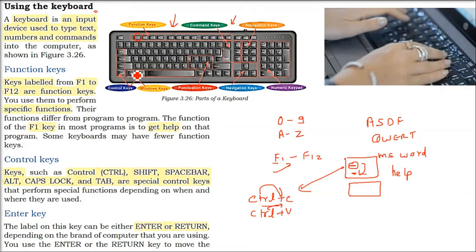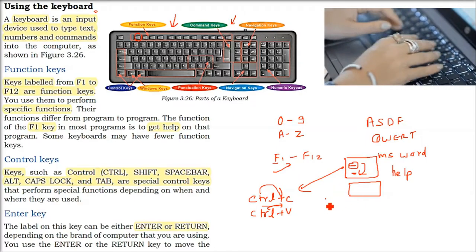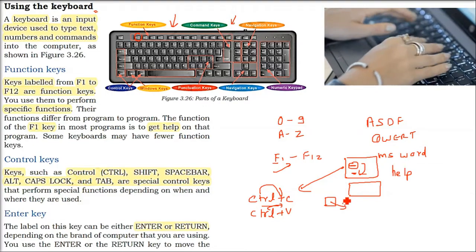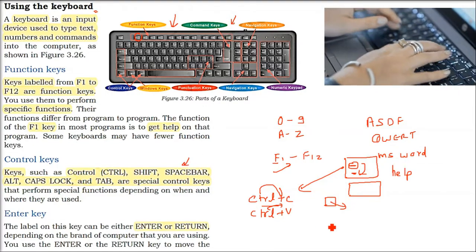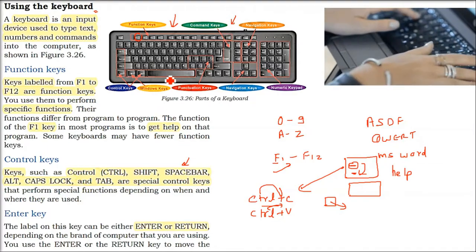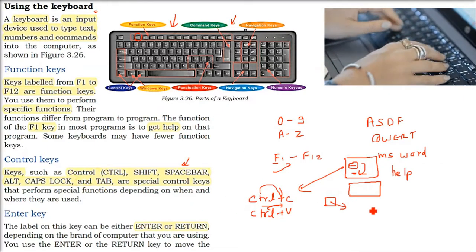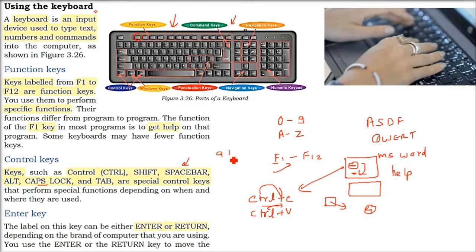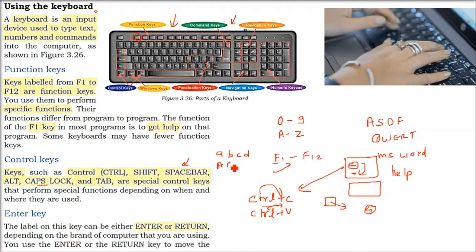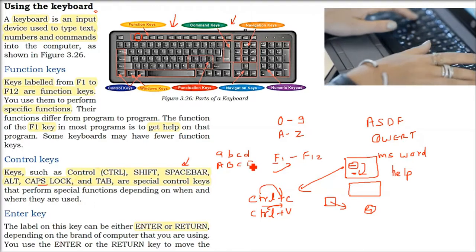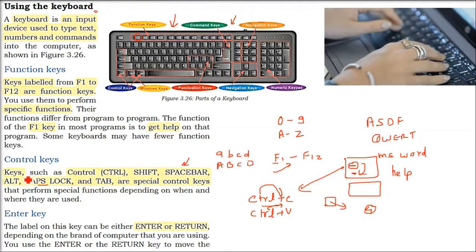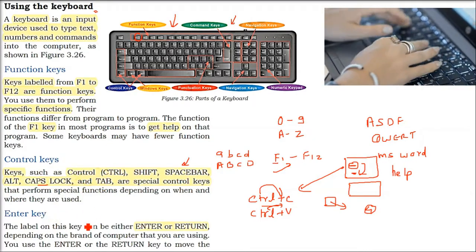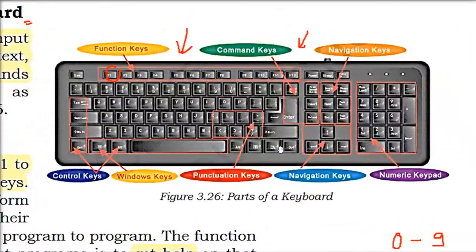Shift. See, if you look at the keys, certain keys have 2 symbols, 2 characters given. If you press Shift, the upper character will be printed, otherwise the lower one. Caps lock will make small letters capital and capital to small. Like you are writing ABCD, if you press caps lock and then type, it will be capital ABCD. Alt is also used with different combinations. Tab is 4 characters.